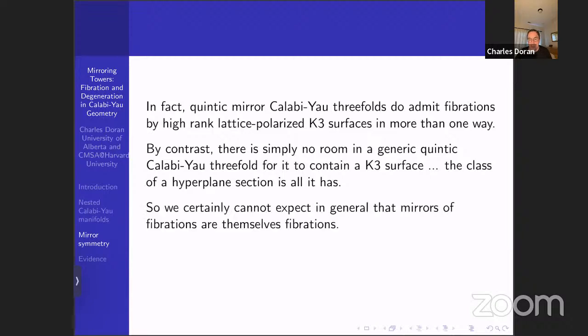So we cannot expect in general that mirrors of fibrations will be fibrations. Because we said that the fibrations in codimension 1 are going to come from this Calabi-Yau in codimension 1 that has to be one of the divisors.